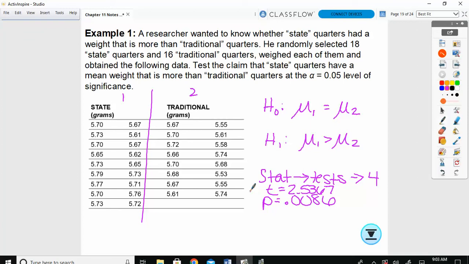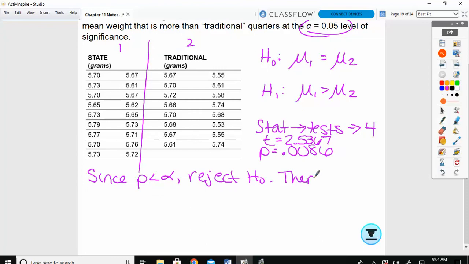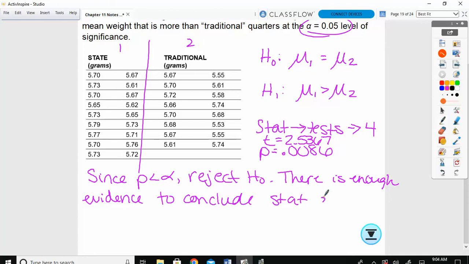We know that we reject if P is less than alpha. Alpha was 0.05, so since P is less than alpha, we reject the null hypothesis. What that means is there is enough evidence to conclude the state quarters weigh way more.